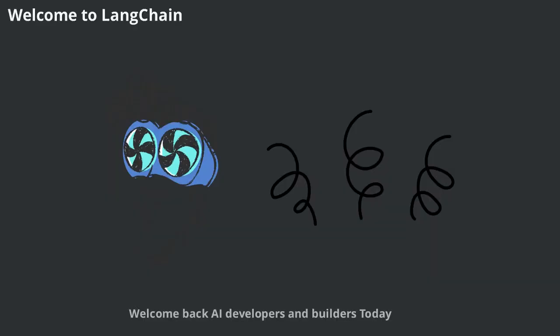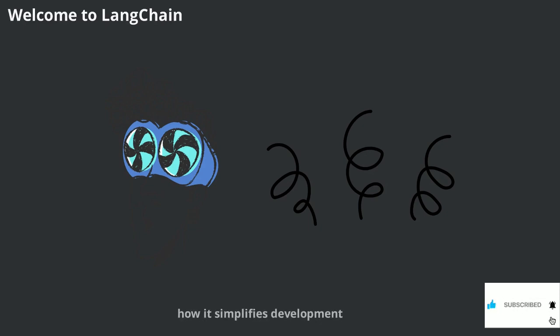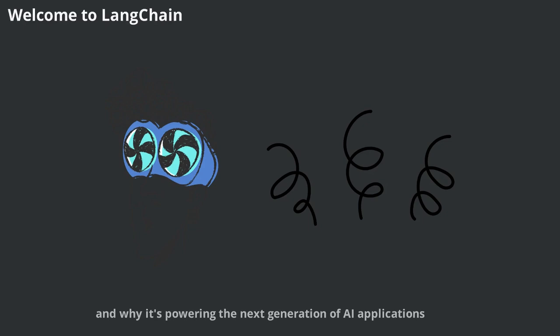Welcome back, AI developers and builders. Today, we're diving into LangChain, the framework that's transforming how we build applications with large language models. If you've ever struggled to connect LLMs to your data, manage complex workflows, or create sophisticated AI apps, LangChain is about to become your new go-to tool. In this video, we'll break down what makes LangChain special, how it simplifies development, and why it's powering the next generation of AI applications. Let's get started and see how LangChain can supercharge your AI projects.